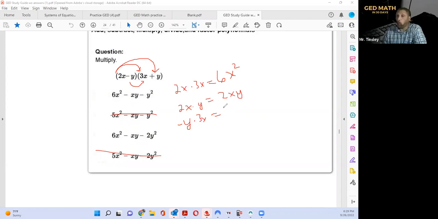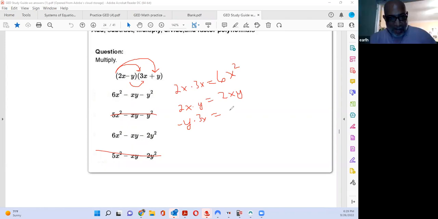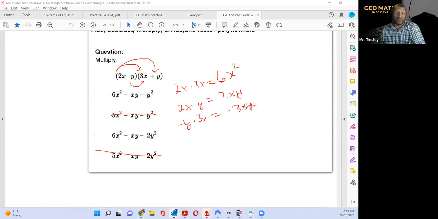Nope. Negative 3xy. Again, there are those sign numbers again. You've got to know your sign numbers. When you're multiplying or dividing signed numbers, if they have the same sign, your answer is positive. If they have different signs, your answer is negative.